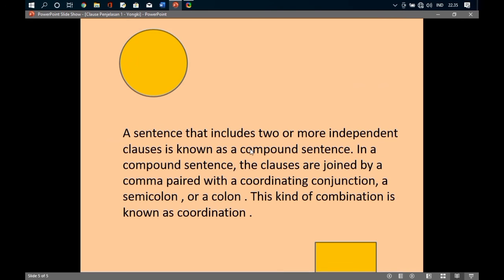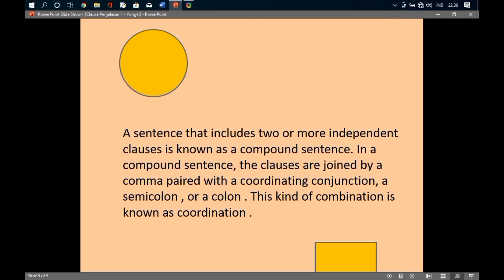The next slide: a sentence can include two or more independent clauses, known as a compound sentence. In a compound sentence, the clauses are joined by a comma paired with a coordinating conjunction, a semicolon or a colon. This kind of combination is known as coordination. So a sentence that includes two or more independent clauses is known as a compound sentence. If the sentence has just one clause, you can call that a simple sentence, but if the sentence includes two or more independent clauses, it's known as a compound sentence.